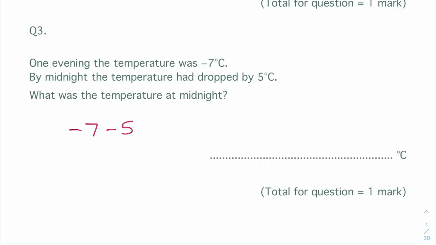Again, you could type that into your calculator, but the important thing here is to know we're starting on negative 7 and we're going down by 5. So again, you can just type that in. It's not particularly difficult to do there. You get the answer negative 12. So that'd be minus 12 degrees Celsius.